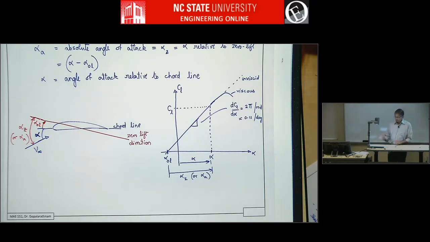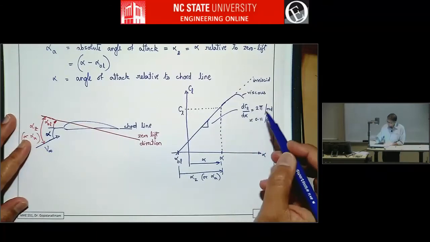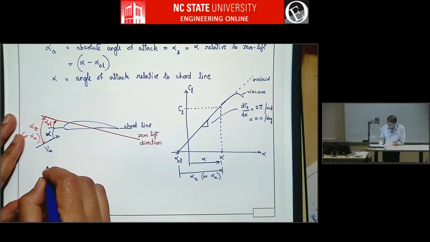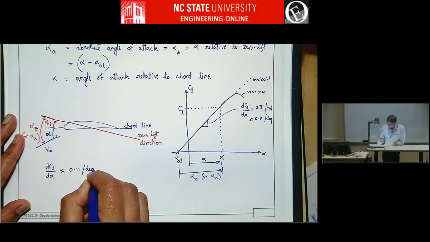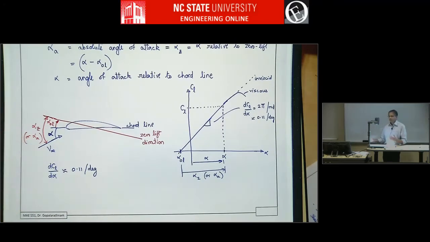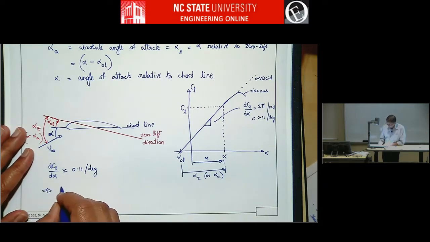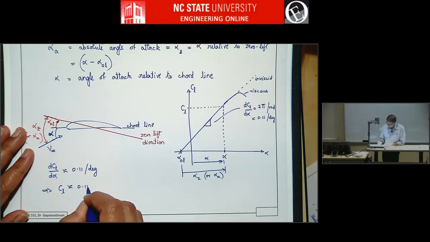So because we know the slope is 2 pi per radian, dCL/d alpha is approximately 0.11 per degree. You can even think of it as 0.1 per degree if you want to do a very rough calculation. It's 1/10. So that means lift coefficient CL is really approximately 0.11 times alpha minus alpha 0 lift, which is the same as saying 0.11 times alpha z.